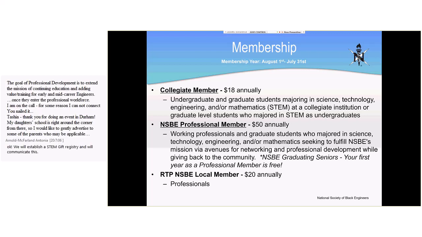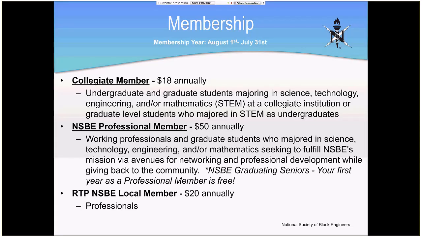So in order to become a collegiate member, you'd have to pay $18 annually. I'll let you guys read everything that goes along with that. But basically, collegiate members include undergraduate and graduate students. And normally, I believe, Tony, you can correct me if I'm wrong, but for graduate level students, you can choose whether or not you want to go into a professional or stay collegiate, but the choice is yours. Is that right, Tony? That is correct.